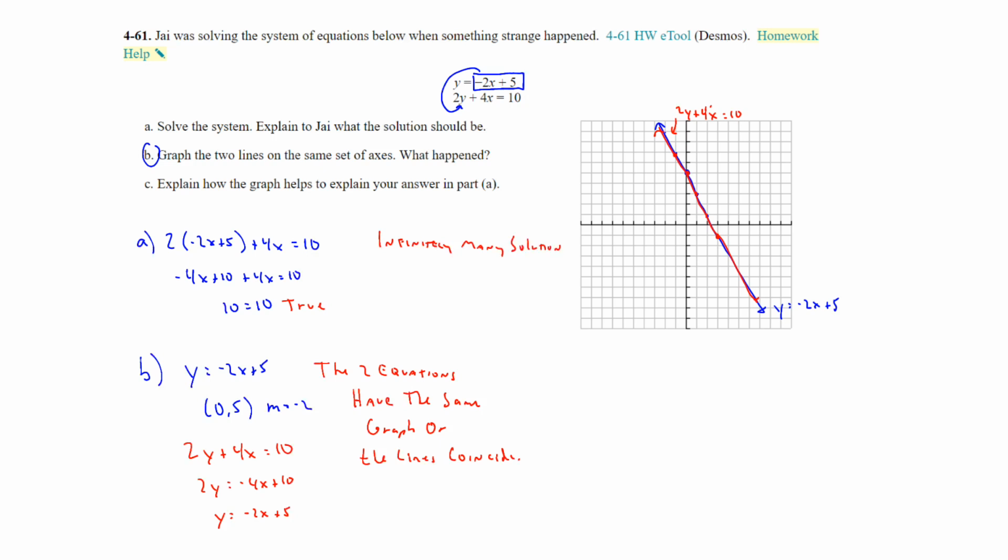What are they? They're all the points x, y on the line, and you can pick either one of the lines because they're exactly the same. On the line y equals negative 2x plus 5. And so that's how many solutions you have, and those are the solutions. Because remember, it's not just any point. This point out here is not a solution. It's not on the lines.